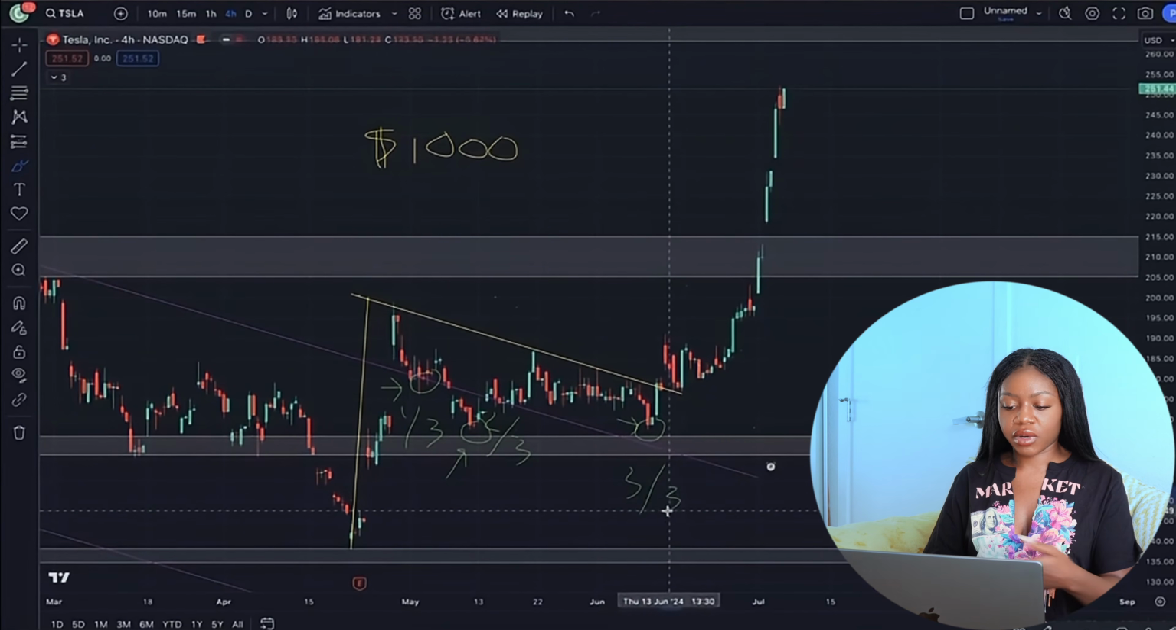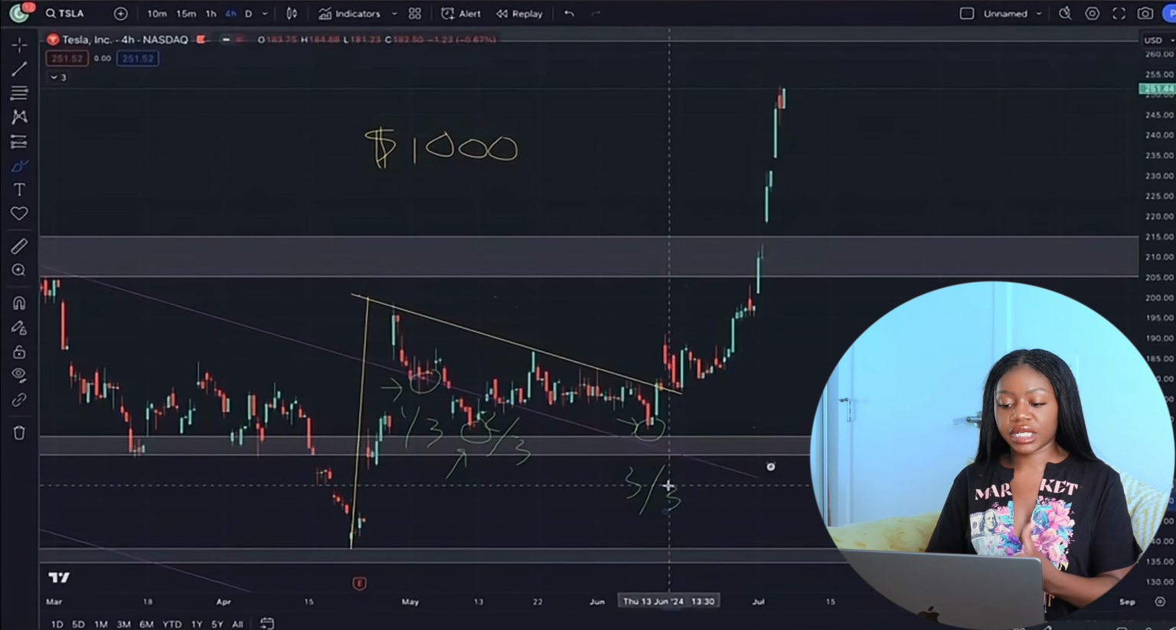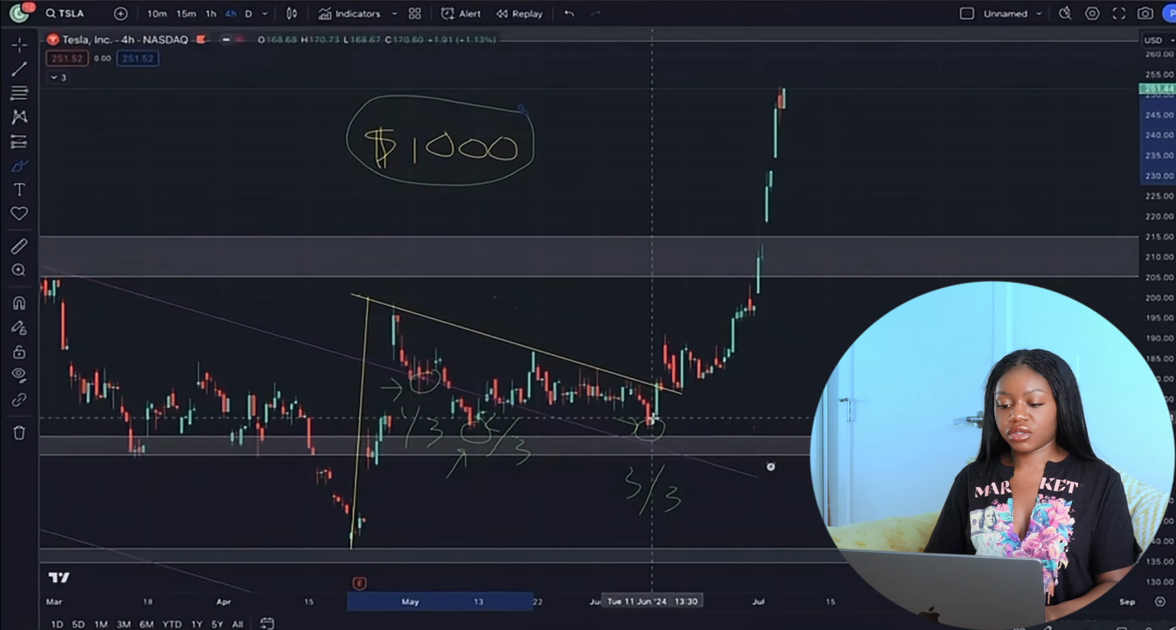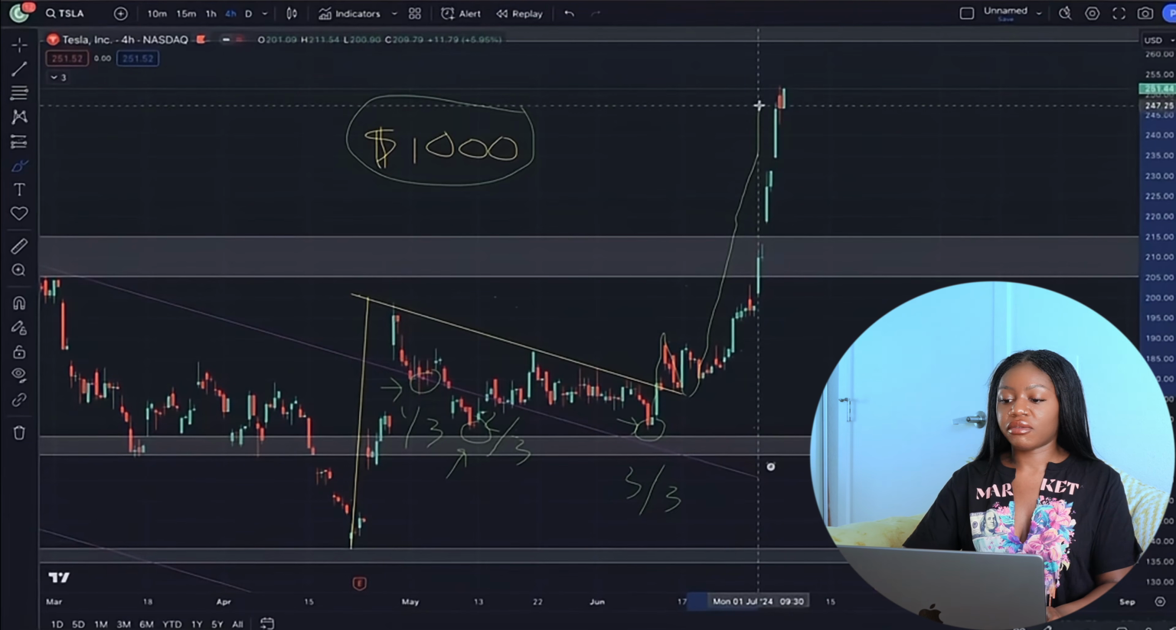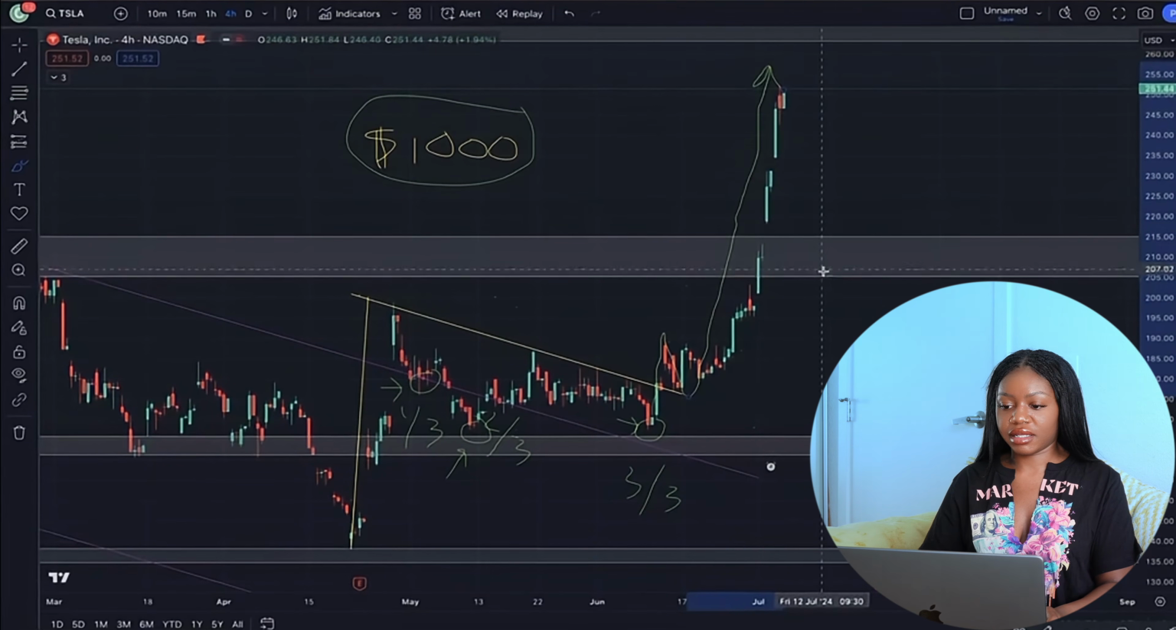We're above the entry point. We're holding the flag pattern. Everything's good. Feel free to add to the position. So this is where I would add my third right here. What happens the very next week? We break out, come back, retest the flag pattern. We take off like a rocket.